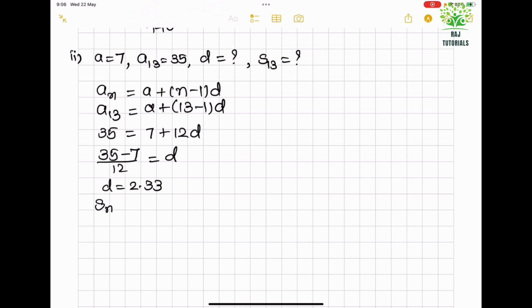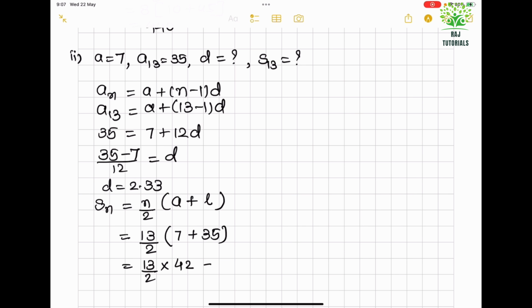Now Sn equal to n by 2 into a plus l or an. So here n is 13 by 2 into a is 7 plus l is 35. So 13 by 2 into 42. So that is coming to 273.